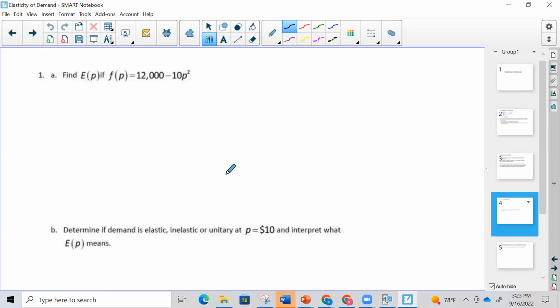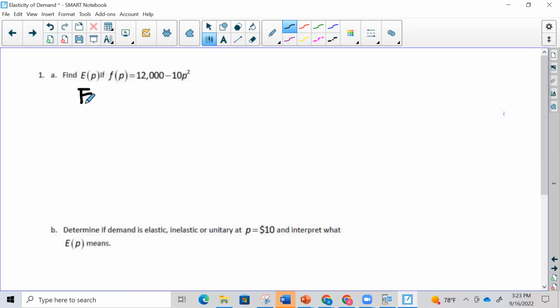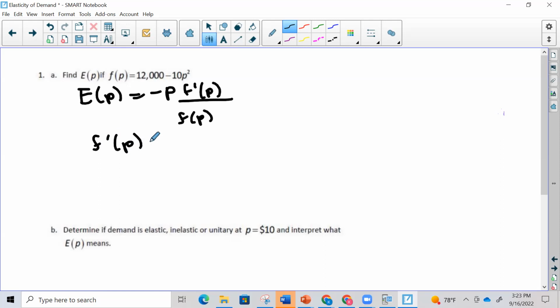So we're going to look at examples. The first objective is just finding E of P. So that's what we're going to find first. Let's write that formula. We have our F of P. We need to find F prime of P. So F prime of P is 12,000 derivative 0, negative 10p squared is negative 20p.